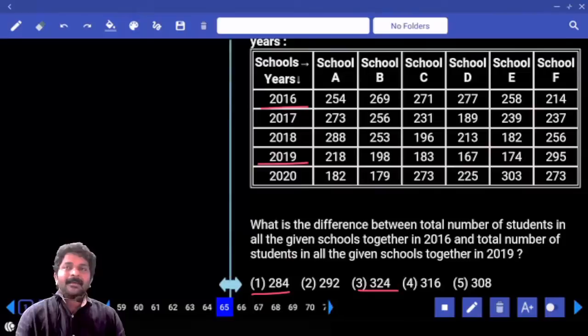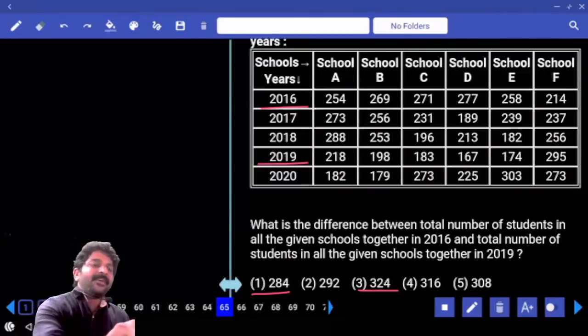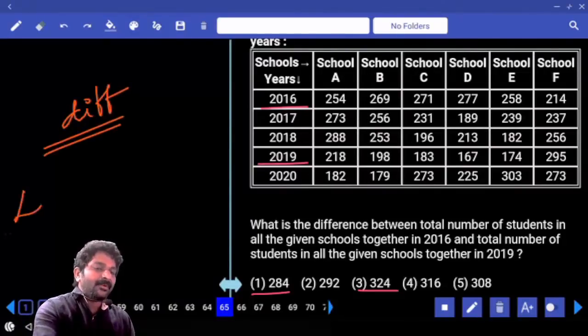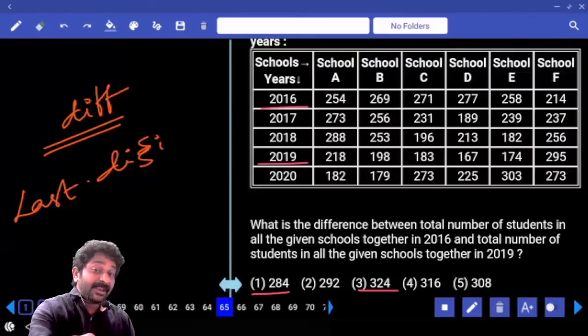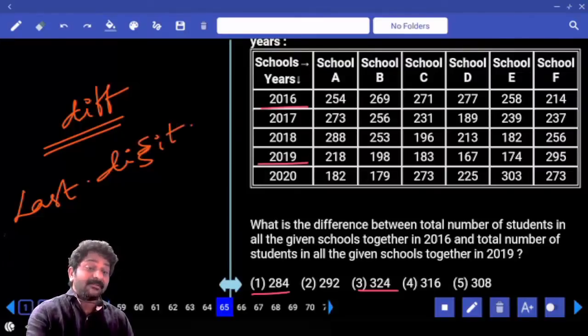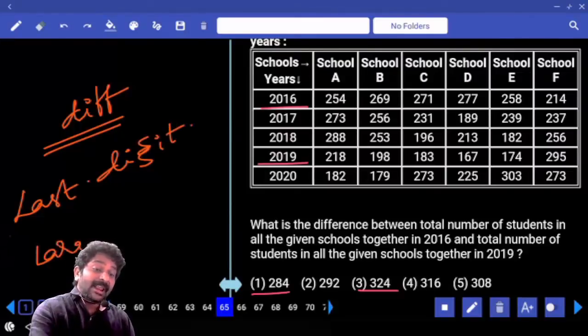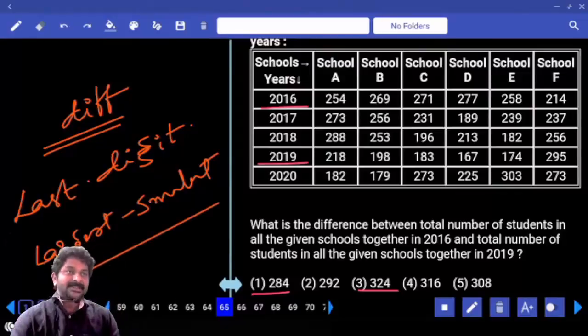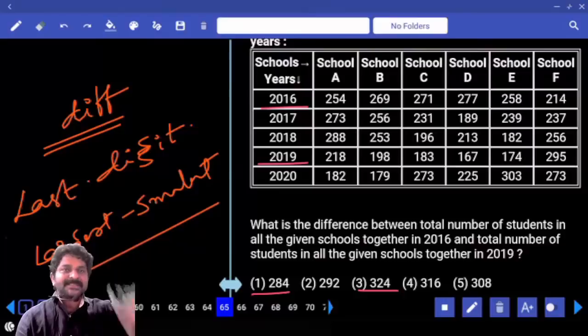Now do remember, if your question is about difference of numbers and if you want to go for last digit verification, it is very important to observe largest number minus smallest number. You must follow this. Always you have to consider largest number minus smallest number only.